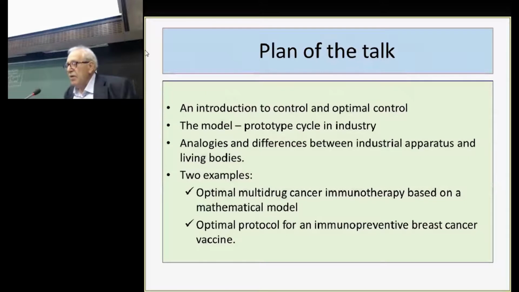Okay, the plan of this talk would be a brief introduction to control, the optimal control, the model prototype cycle in the industry, the analogy and differences between industrial apparatus and living bodies, and then discuss two examples just to show what is the major difference.